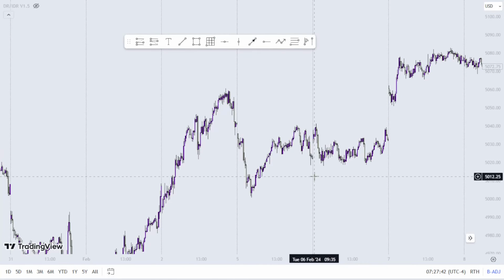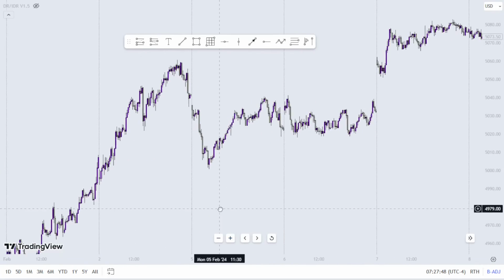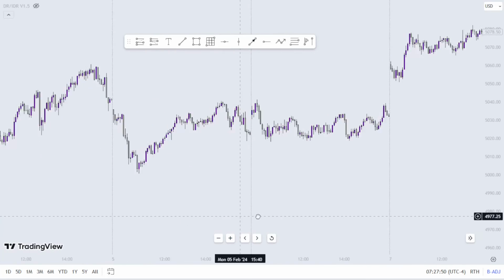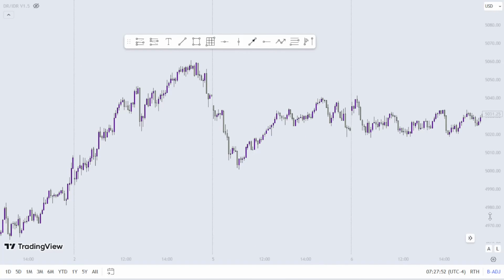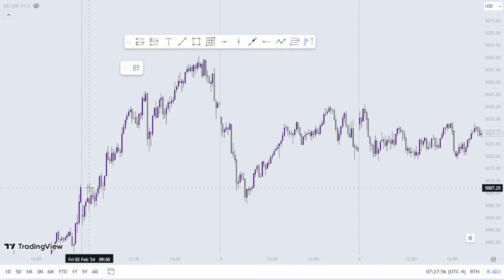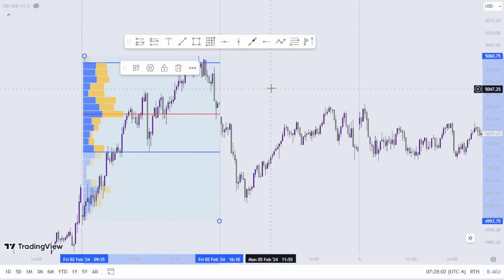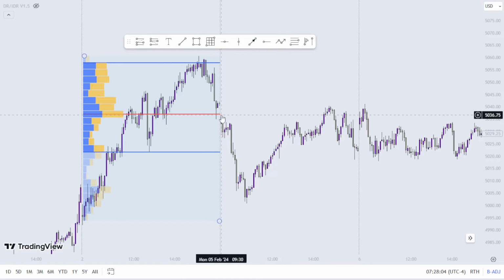Here's another example on ES. So if you look here, if we draw our volume profile out, and this is how I use it, this is my textbook setup. When we draw the volume profile on the previous day's range, 9:30 up till 4:15, you can see that the following day we opened inside the value area.